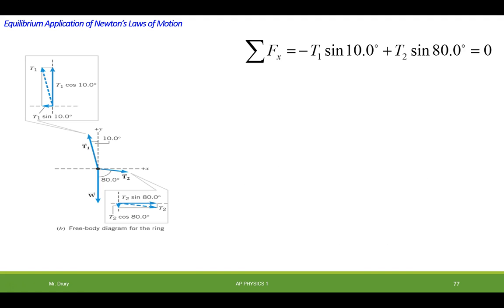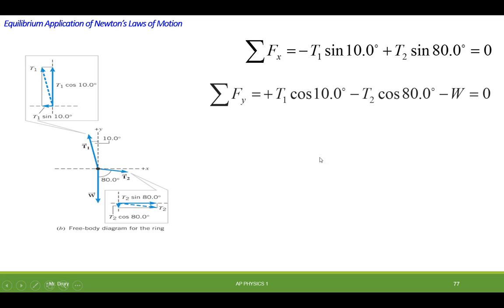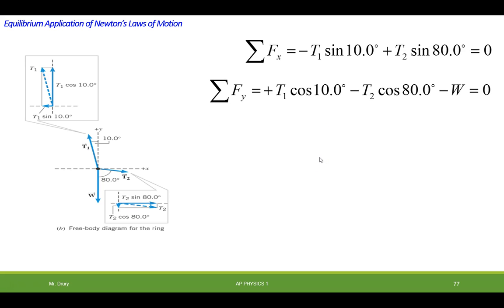Okay, in the x direction, we have negative T1 sine of 10 degrees, because it's pulling to the left. Positive T2 sine of 80, because it's pulling to the right. All that must be equal to 0. And then in the y direction, we have our T1 cosine of 10 degrees, pulling up. Our negative T2 cosine of 80 pulling down. That's why it's negative. And weight is obviously negative.